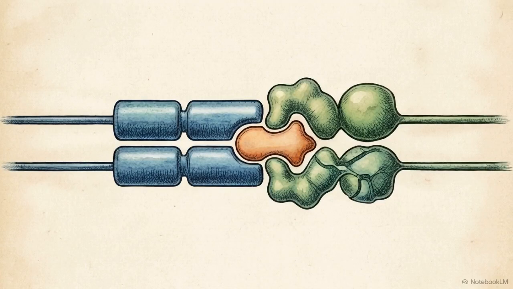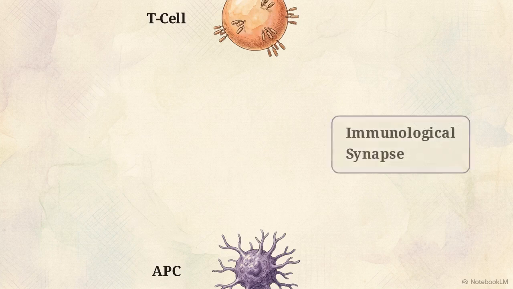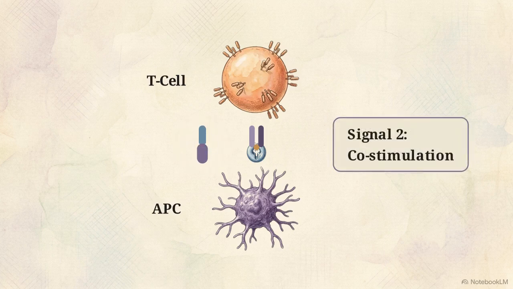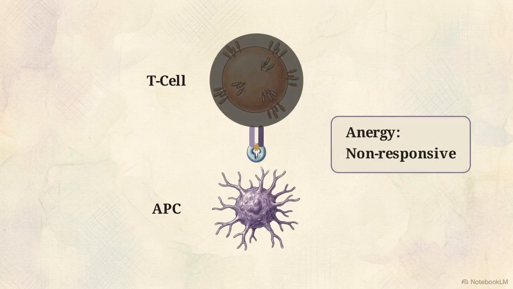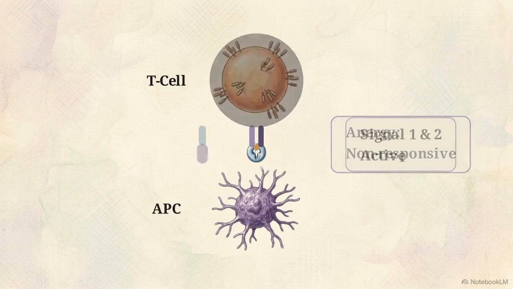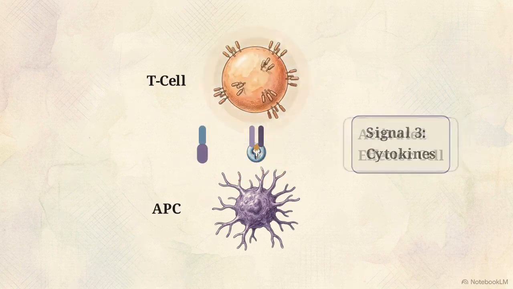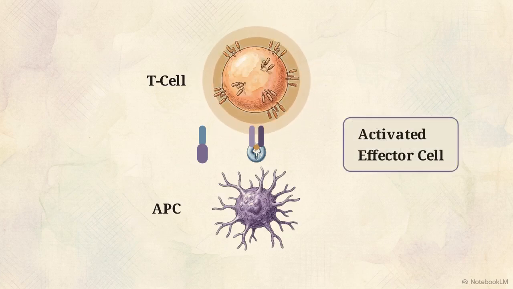Once a threat is recognized, the system enters the activation phase. But initial contact is insufficient to trigger a full immune assault. An immunological synapse requires three-signal verification. Signal 1: the T cell receptor binds the peptide-MHC complex. Signal 2 is co-stimulation. A CD28 receptor binds a B7 molecule on the presenting cell. Without signal 2, the T cell enters anergy, a non-responsive state preventing attacks on healthy tissue. Signal 3 involves cytokine release, dictating if the T cell differentiates into a Th1 or Th2 effector cell.